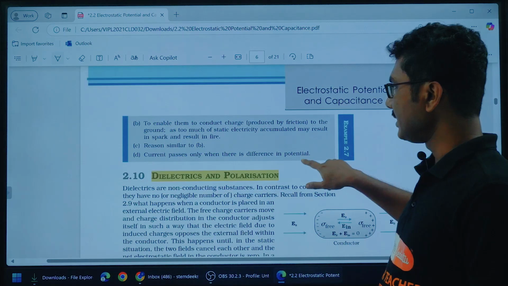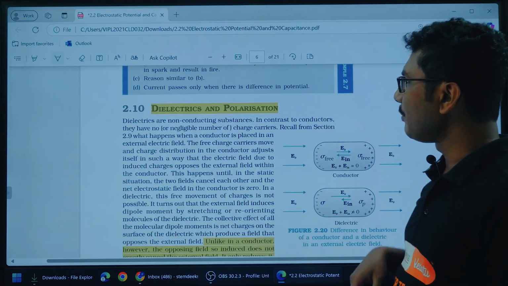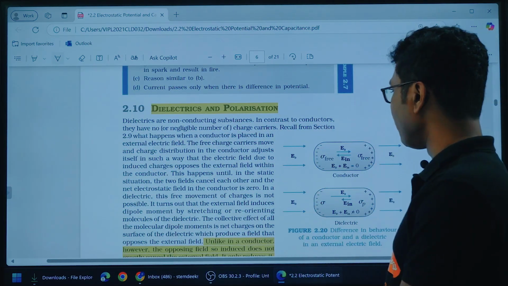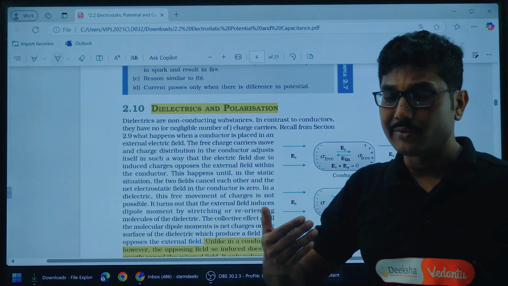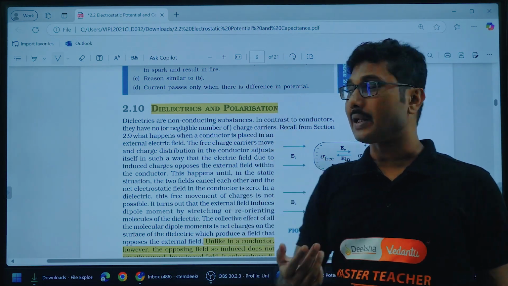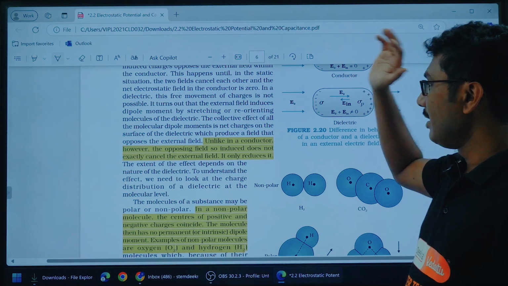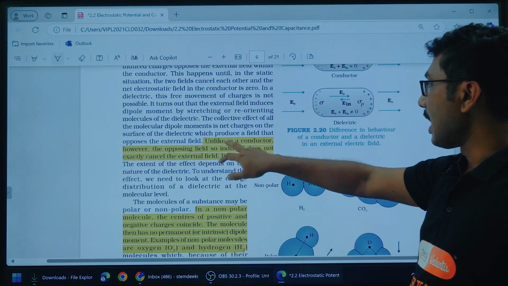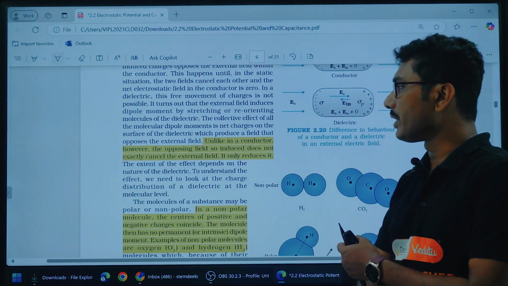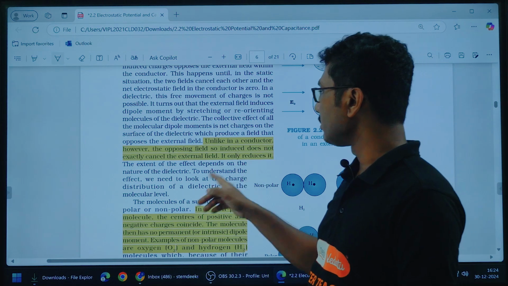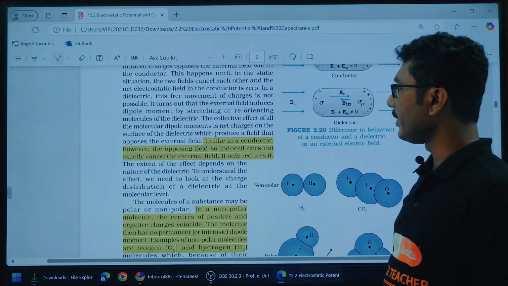Next is dielectrics and polarization. This is also an important concept. We have learned about it in our previous chapter as well, but we will discuss it again. Let us see the basic parts from this. Unlike in a conductor, however, the opposing field so induced does not exactly cancel the external field, it only reduces it.